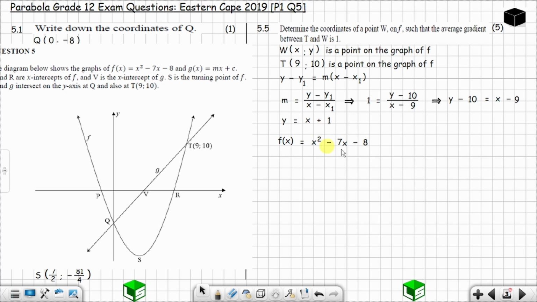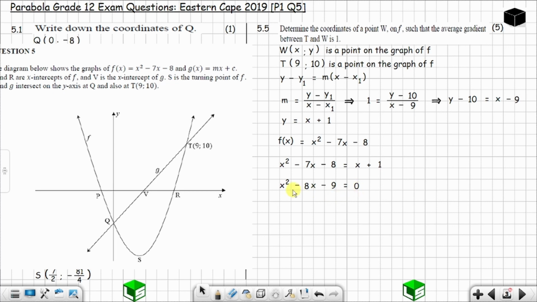This is the equation of the parabola. Remember, this is y. So the equation of the parabola is equal to the equation of the line passing through the points W and T. This is the equation, x plus 1. So you have x squared, and negative 7x minus x, which is negative 8x. You have negative 8 minus 1, which is negative 9. This is equal to 0. You remain with 0 on the right side.